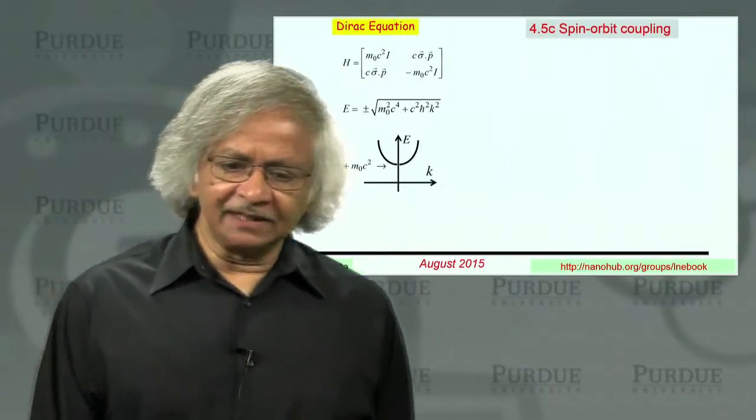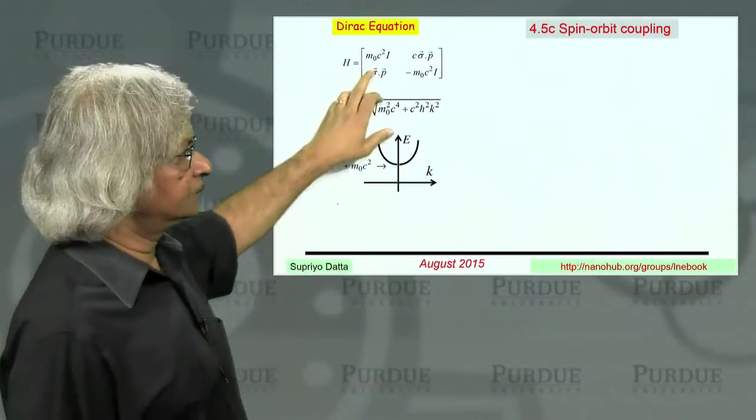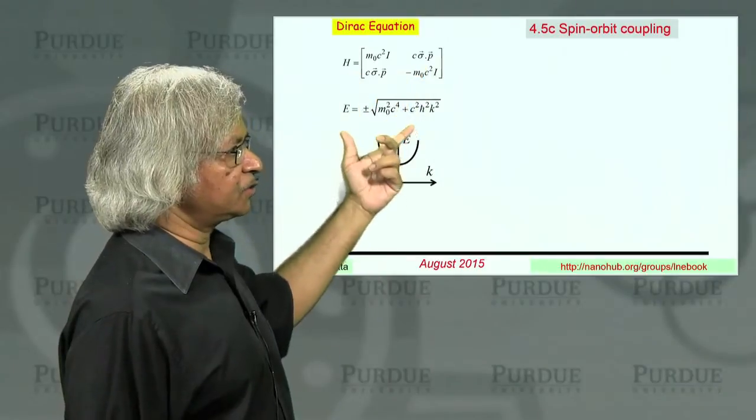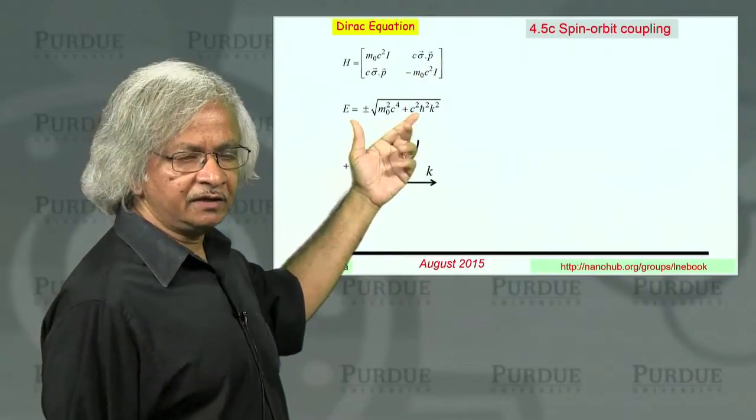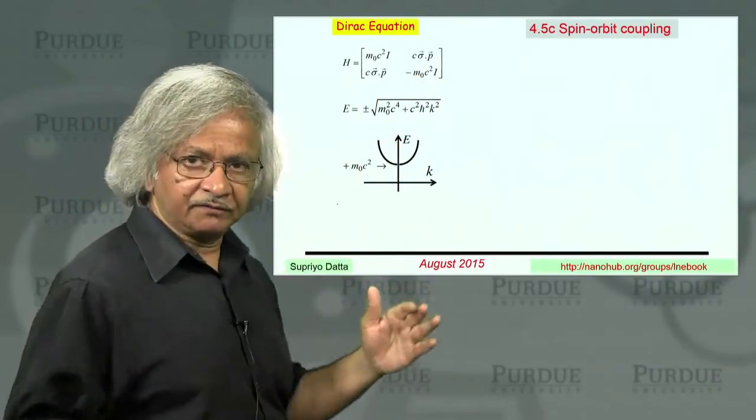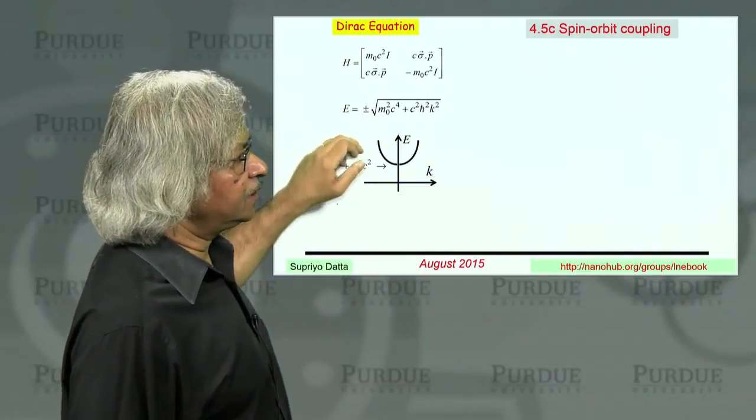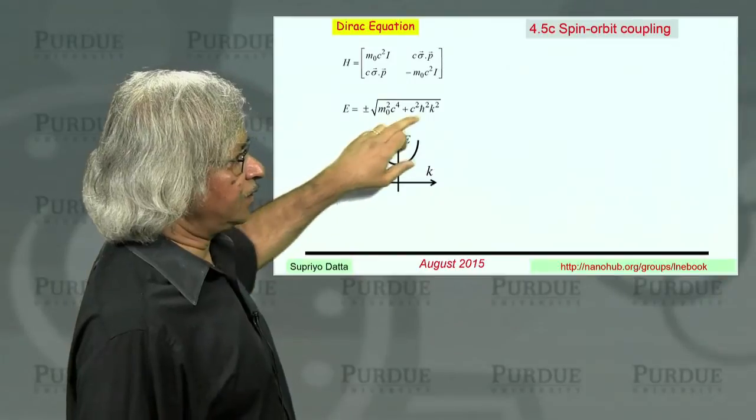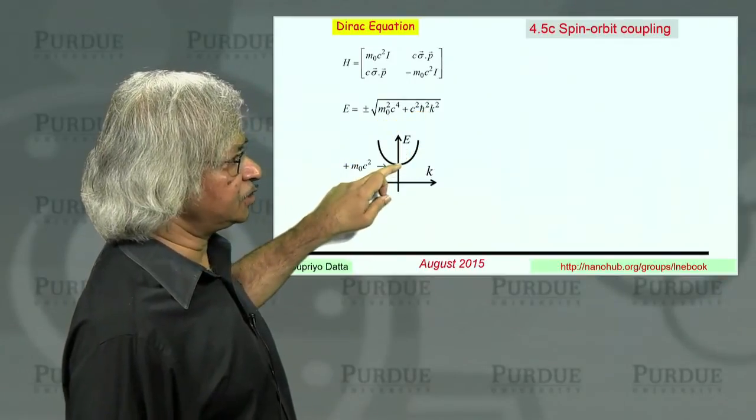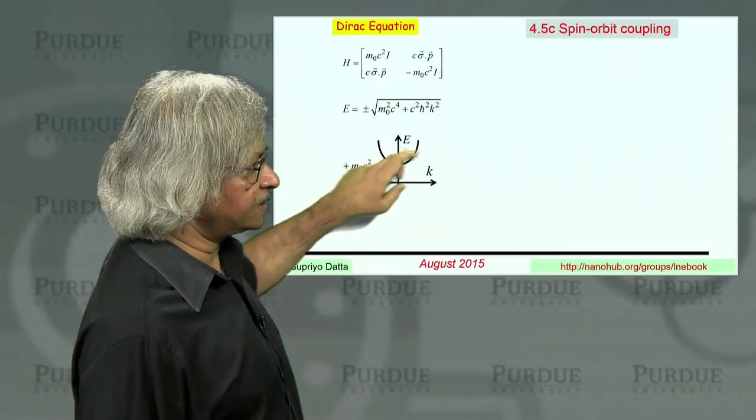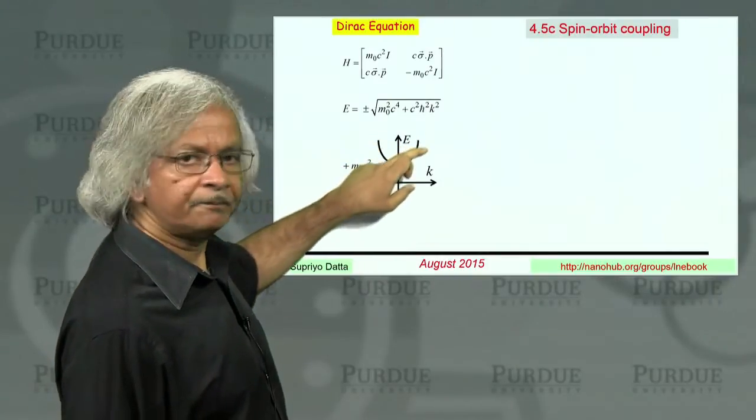Now, this is the Dirac Hamiltonian that we just wrote down, and it corresponds to an energy dispersion relation that corresponds to this relativistic one. And if you plotted it, it would look something like, when k is 0, the energy would be mc square, and then as k increases, the energy would increase like so.